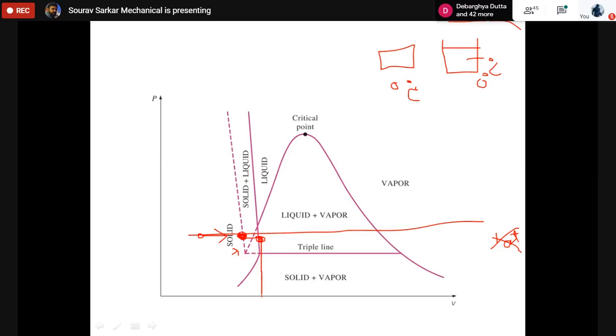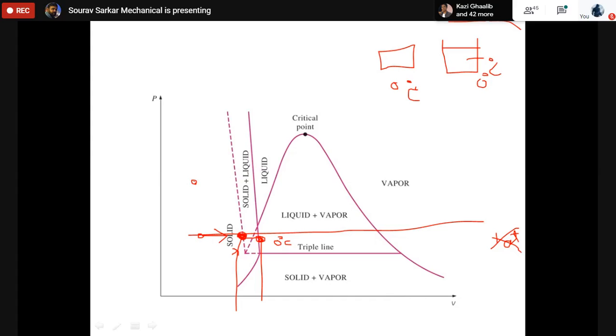The volume expands here. Yeah, that I know. Now, after reaching 0 degrees Celsius, this is 0 degree Celsius liquid. Now, if we further heat it to reach its boiling point, suppose this is the point, this is 0 degrees Celsius.